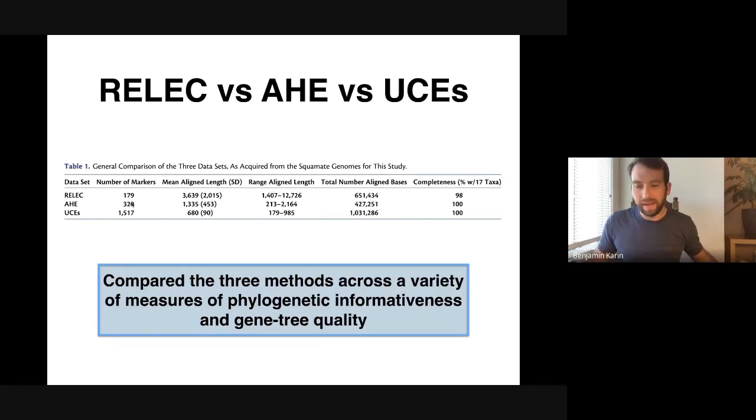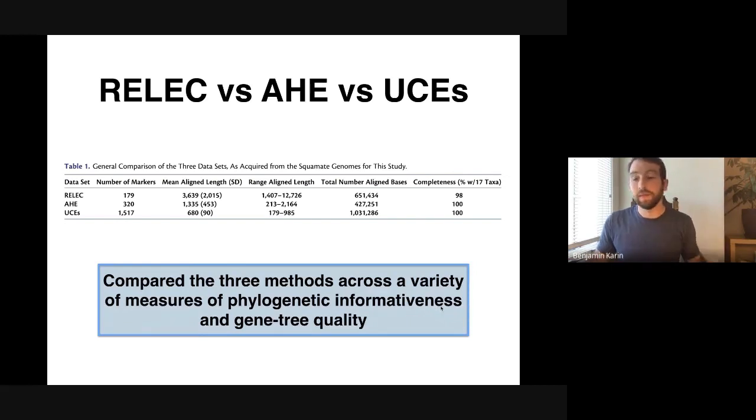We wanted complete data matrices with all the taxa, just to avoid any issues with missing data. So we got 179 RELIC loci. They're very long, so they total a large number of bases. 320 out of about 400 anchored loci, and then about 1,500 UCEs. There's a lot of missing data in some of these genomes, and that accounts for why we didn't get the full number, because we wanted to really have a complete data matrix. But these data sets should be pretty comparable.